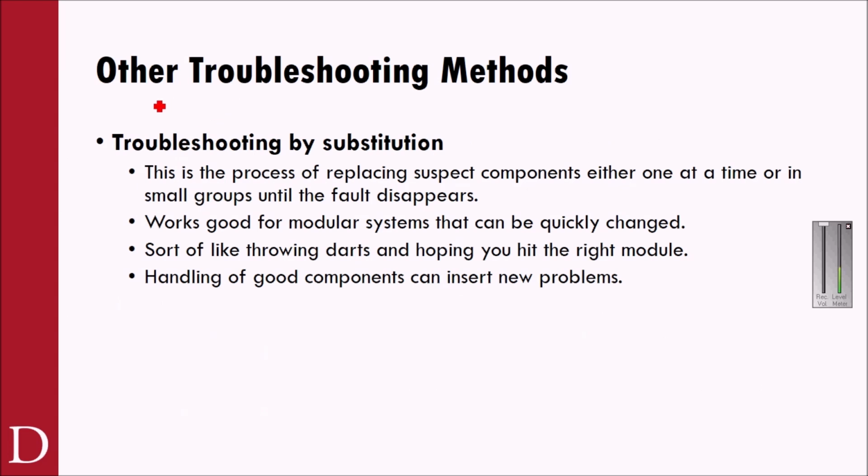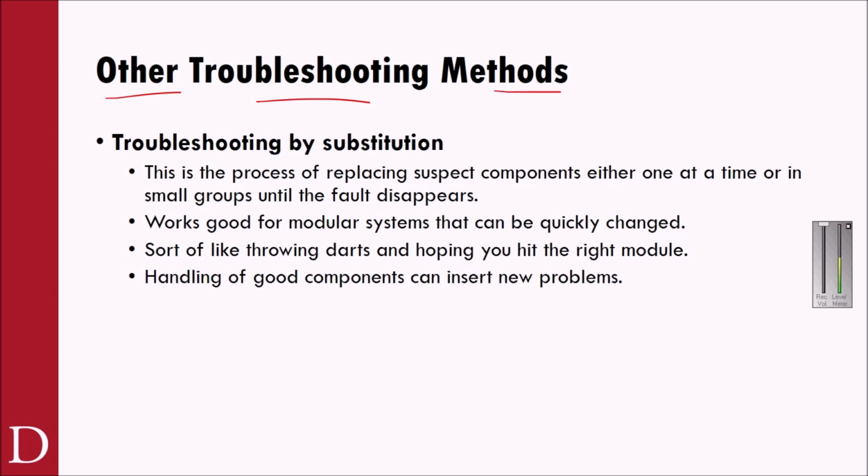Now I want to get into other troubleshooting methods, though you can actually use those steps within them. So, troubleshooting by substitution. Troubleshooting by substitution is the process of replacing suspect components, either one at a time or in small groups, until the fault disappears.